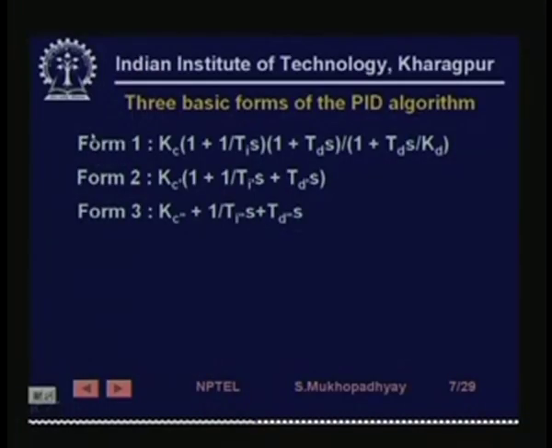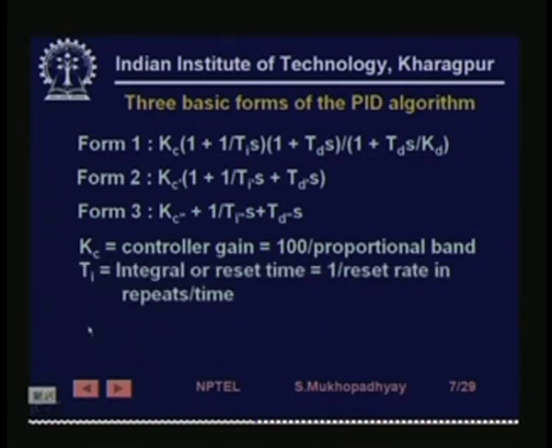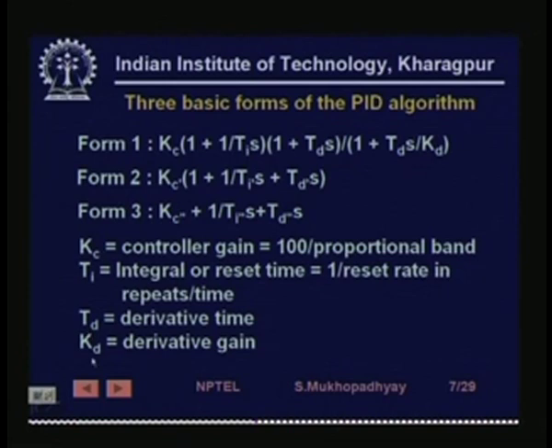typically if you ask an electrical engineer, he would like to see it in this form. Okay. While chemical process engineers will probably use these two forms. So, as we know, in this Kc, Kc dash, Kc double dash all stand for controller gain, Ti is integral or reset time or 1 by reset rate, and Td is derivative time, and Kd is derivative gain, right. So, sometimes here we have a Kd. This Kd is used for a certain purpose, we will discuss it right now.